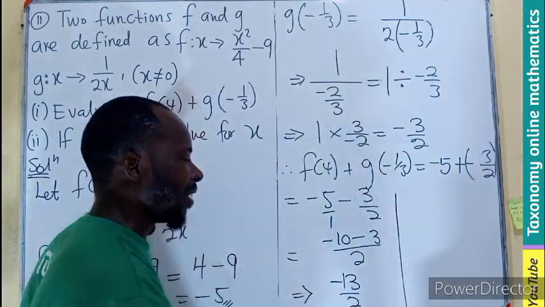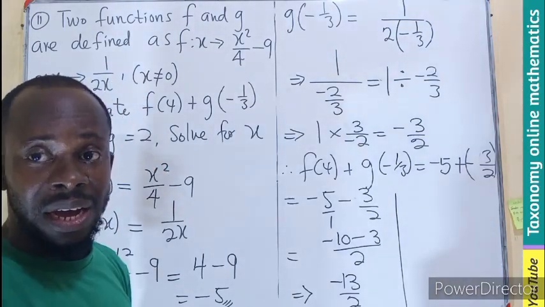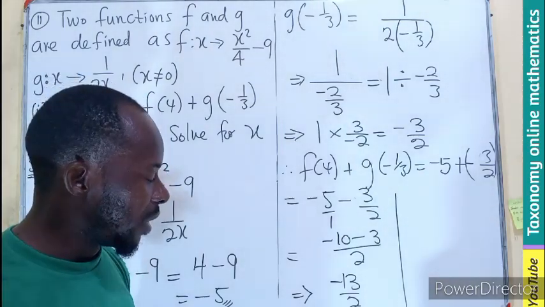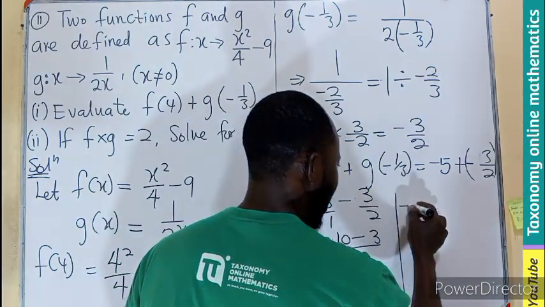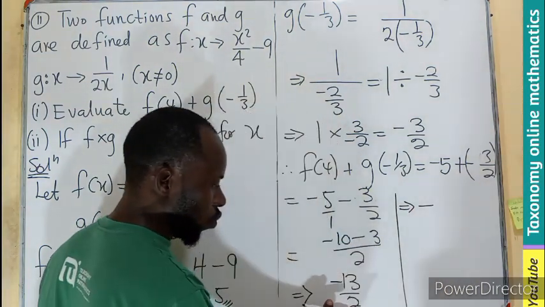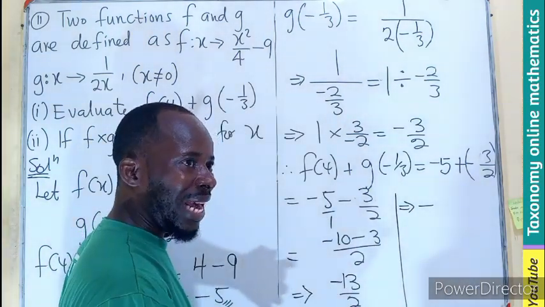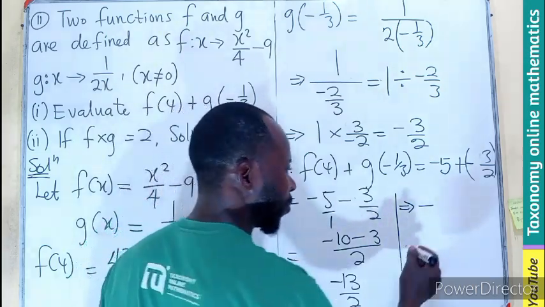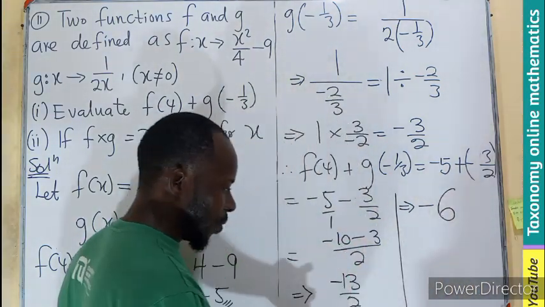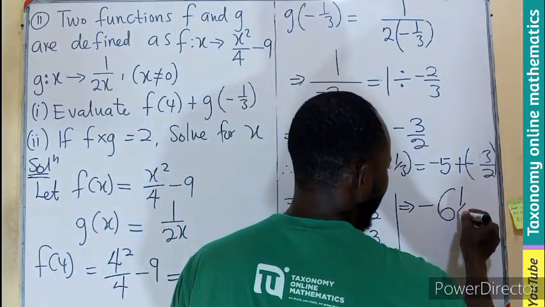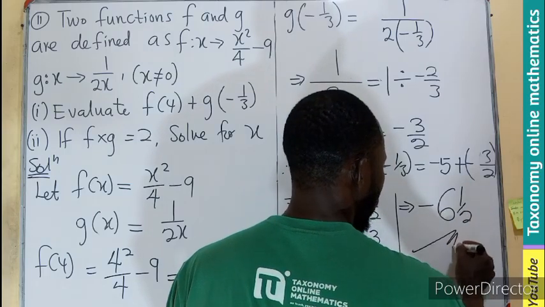Can I write this as a mixed fraction? I know this is going to be negative, 2 will go into 13, that will be 6 times. So negative 6, remainder 1 out of 2.